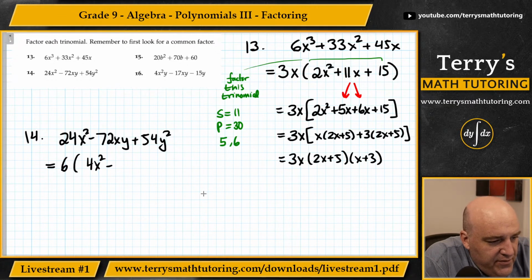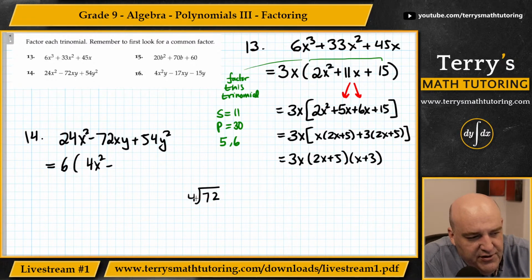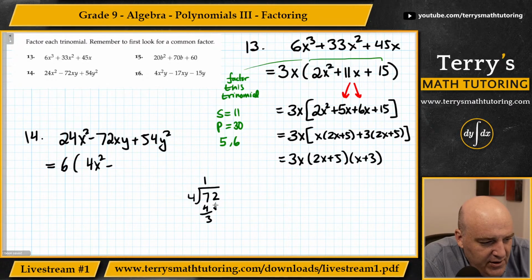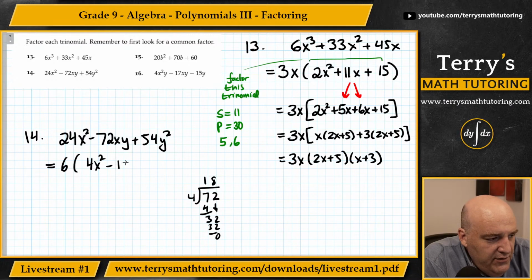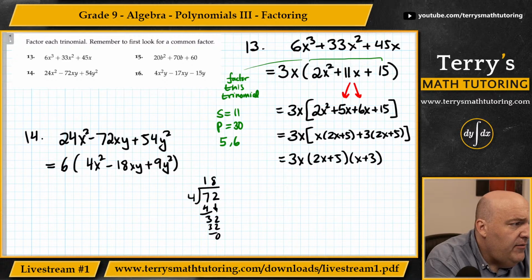72 divided by 4. This is kind of silly. Let's use little kids division here. 4 goes into 7 once. And then 3, and bring that down. 4 times 8, right? So 4, we got an 18 there. 6 times 18 is 72, xy. And 6 times 9 is 54. Okay.